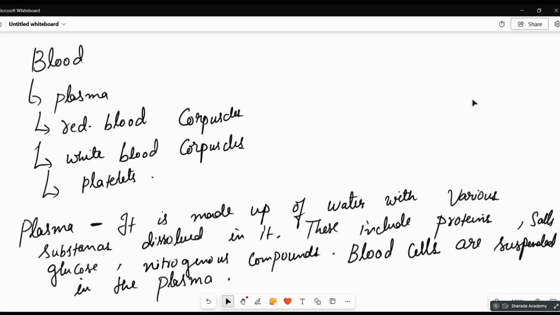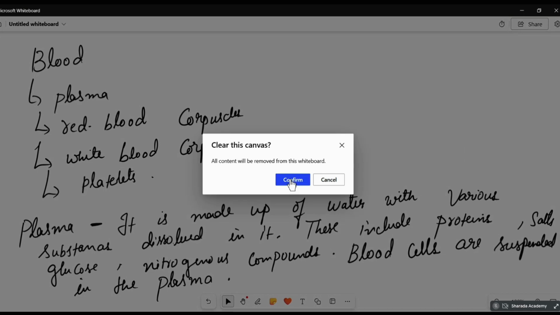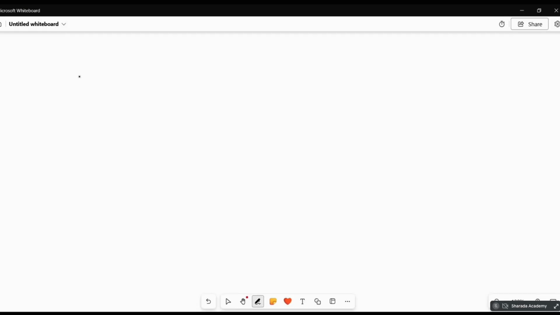Then Lakshit has written. Then everyone. Red blood corpuscles. What?